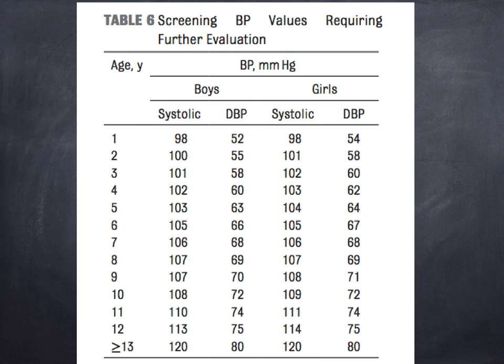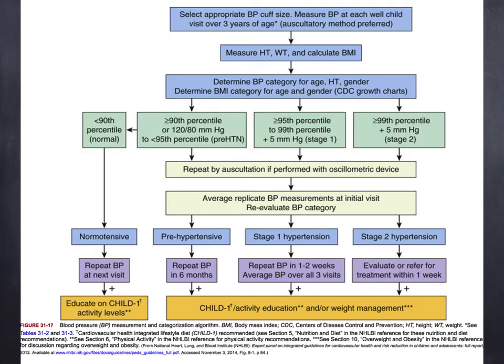So as you can see, in children greater than or equal to 13, any blood pressure greater than 120/80 would warrant at least subsequent measures of blood pressure. You would not just accept that blood pressure without doing further evaluation. And this slide is an algorithm of how to manage blood pressure in the primary care setting.